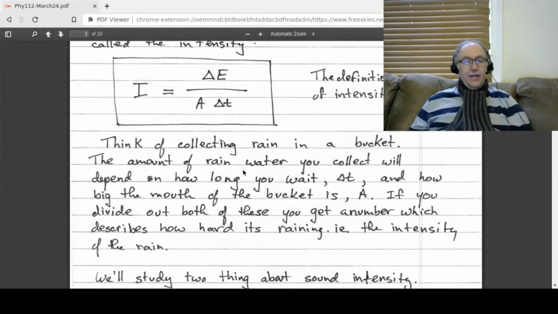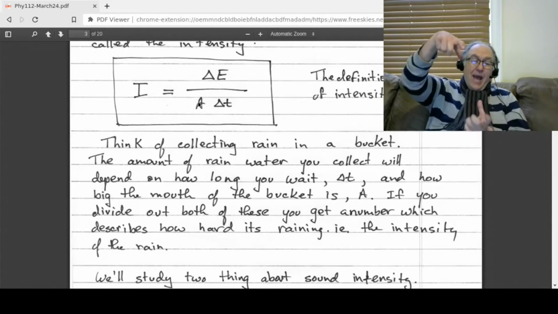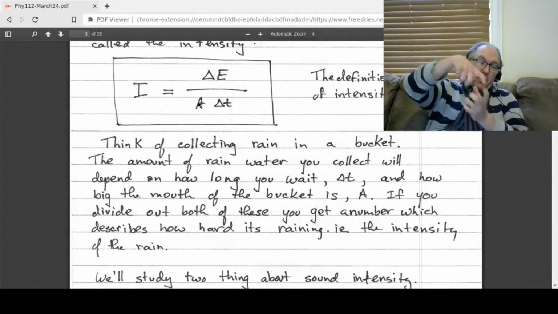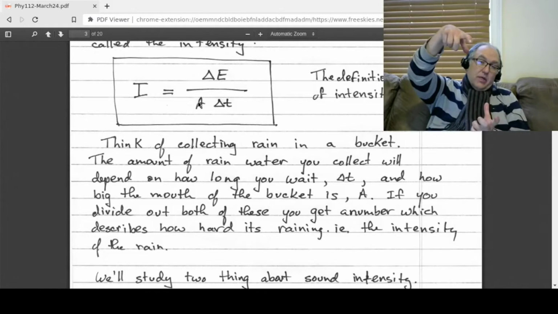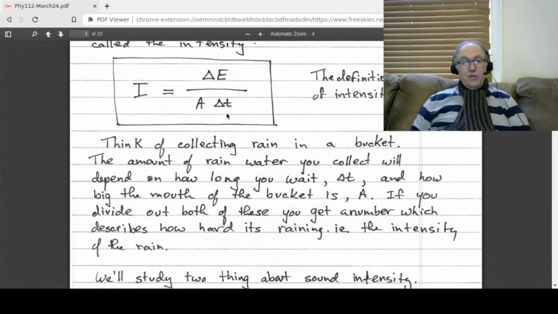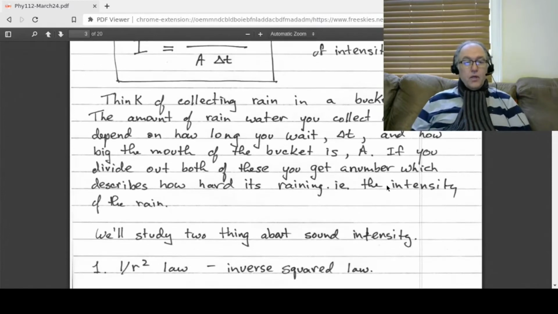Okay, so of course for waves it's energy. So for the energy, you look at how much energy is deposited, but you've got to divide out the net that's capturing that energy. Like the bigger that area is, the more energy you're going to collect. So you have to divide out that area. And also, the longer you wait, the more energy you're going to collect, and so you have to divide that out too. Okay, so if you divide out both the area and the time that you've collected the energy, then you basically have the measure that we call intensity. All right.